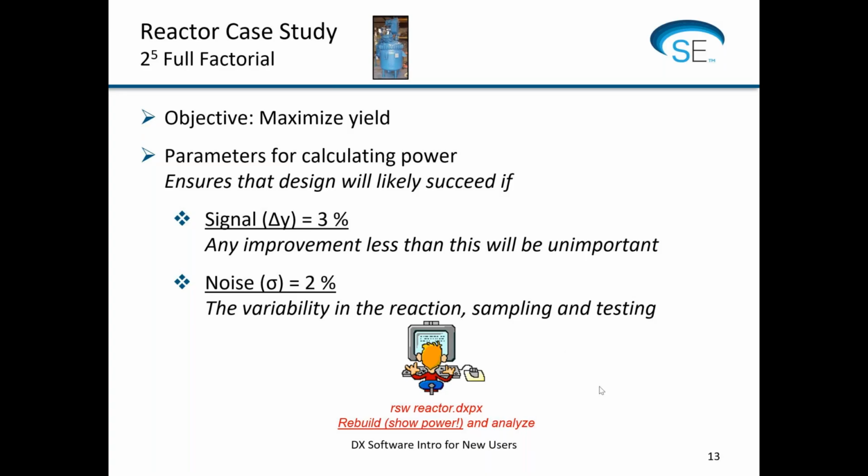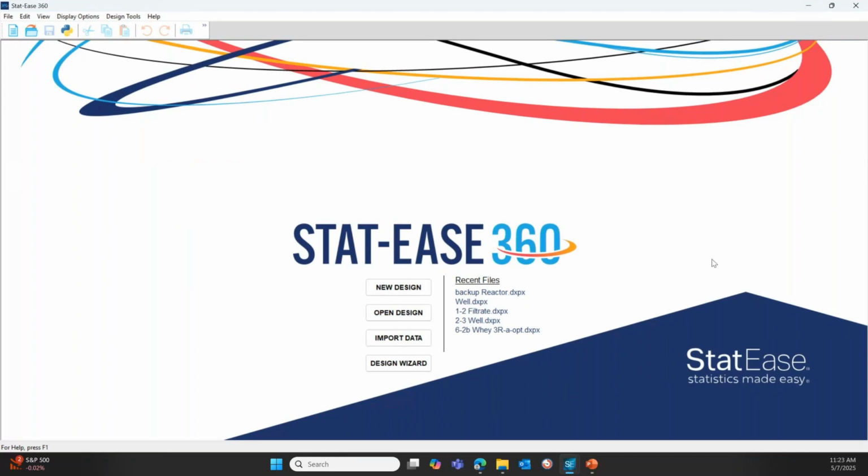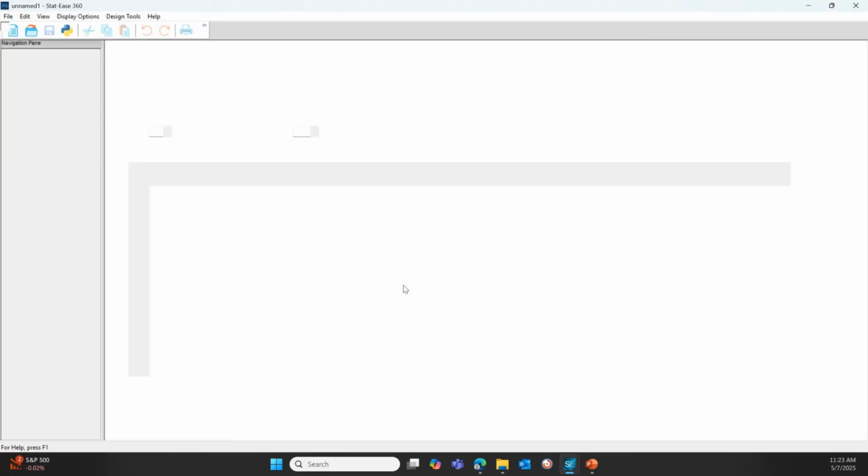All right, so I have these 5 factors, and we want to build a factorial design. So let me jump to the software. Well, let's start at the beginning. When we open up our software, this is Statis 360. Design-Expert is the sister product to it. If we want to create a new design, we would simply create a new design.